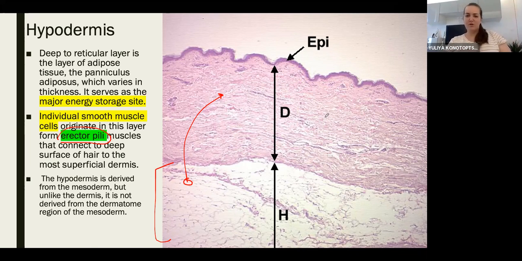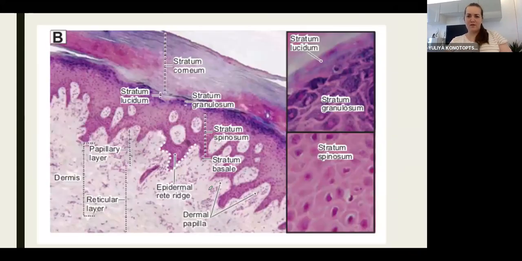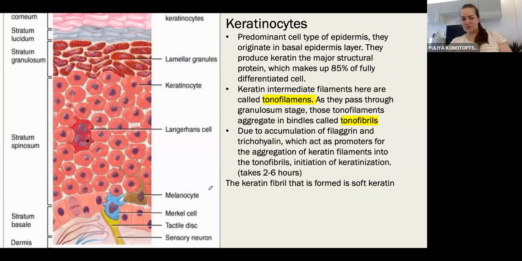Okay, we know everything here. Let's talk about each cell individually. So here we have keratinocytes. Keratinocytes are the dominant cells of the skin. We know everything about them, we just need to modify two things.